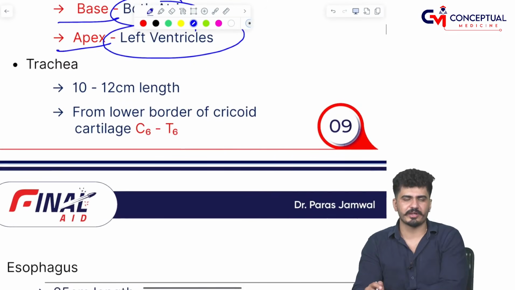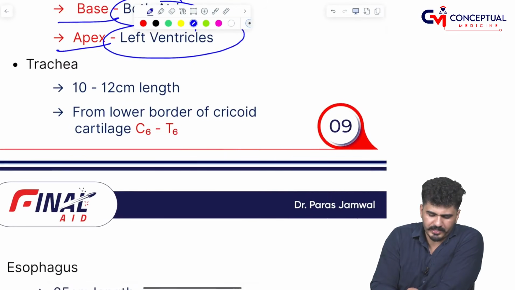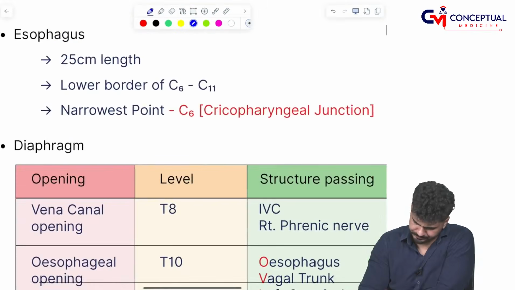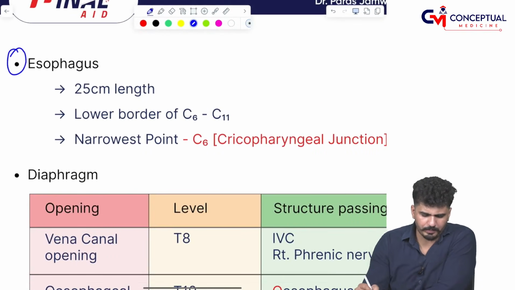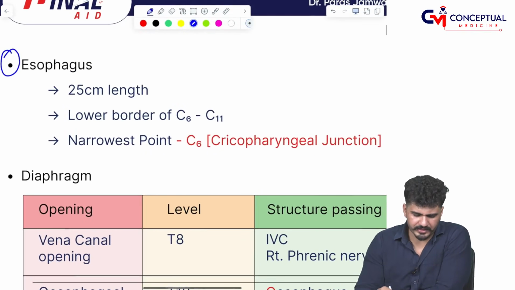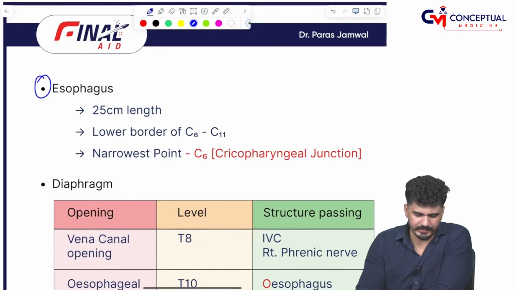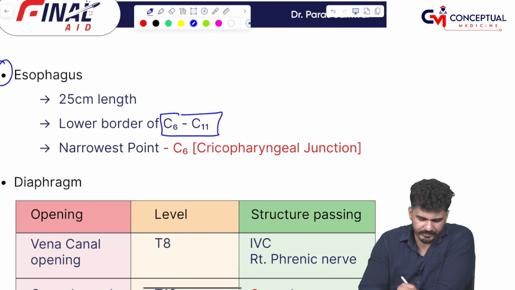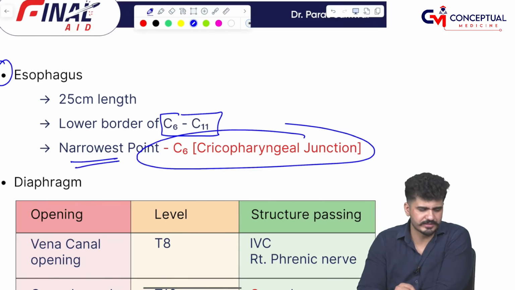Now let's talk about the trachea. What is the length of the trachea, my dear friend? 10 to 12 centimeters, from the lower border of the cricoid cartilage, that is C6 to T6. Okay. Now an important topic is the esophagus. Esophagus, my dear friends, is 25 centimeters in length. The lower border is C6 to T11. The narrowest point is at the cricopharyngeal junction.